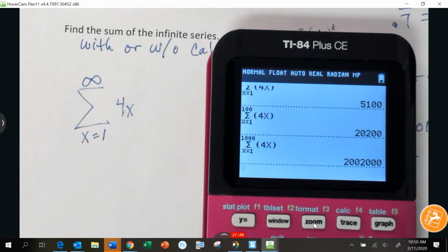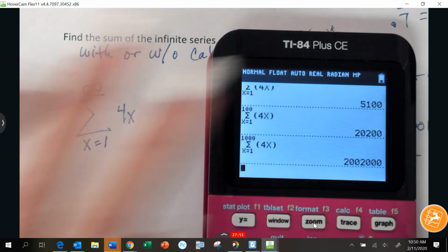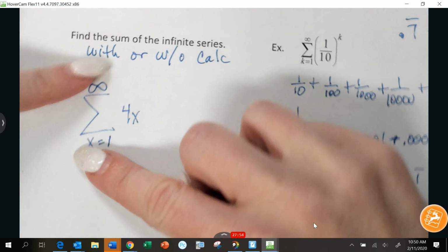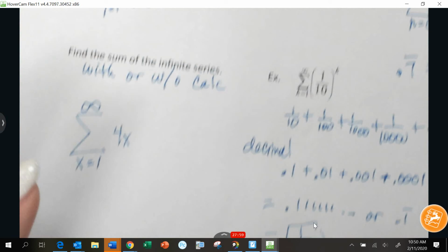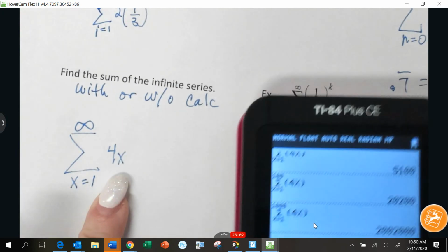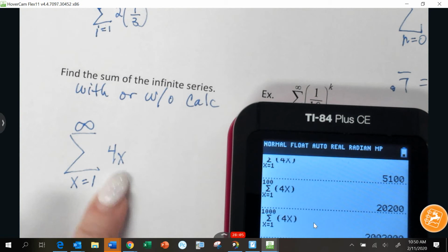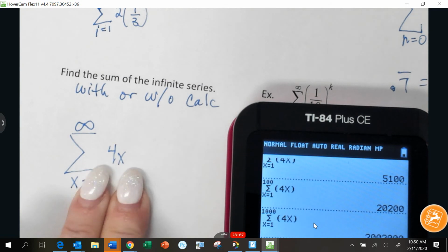Do you guys know what we're trying to do by plugging these numbers in here? What's this symbol mean? Okay, I didn't find all the terms. But with my 4x, every single time I plug in a number here, what's happening? It's getting bigger. And if I add on a bigger number, it's going to get bigger. And if I add on a bigger number, it's going to get bigger. If I keep adding these up, what number am I going to have? What is this getting closer to?